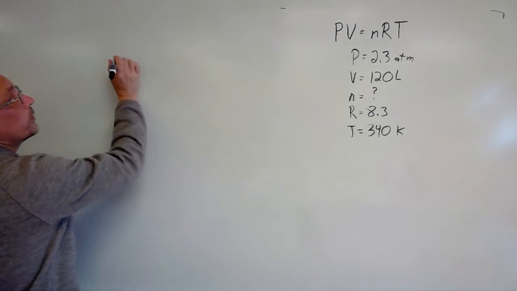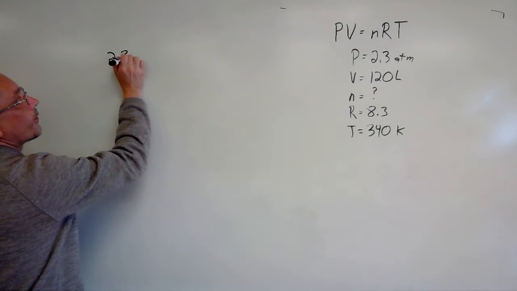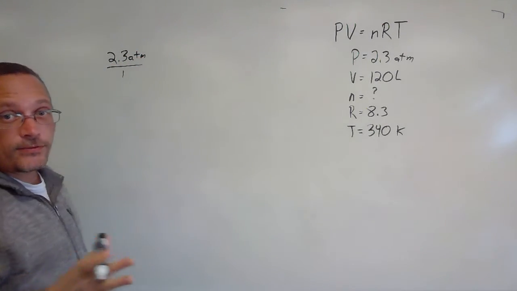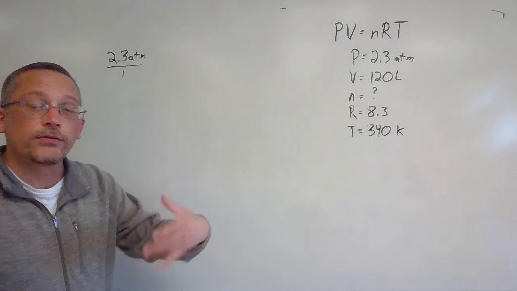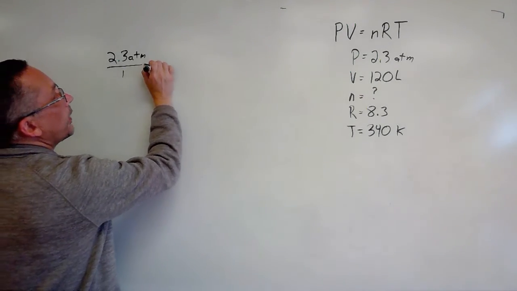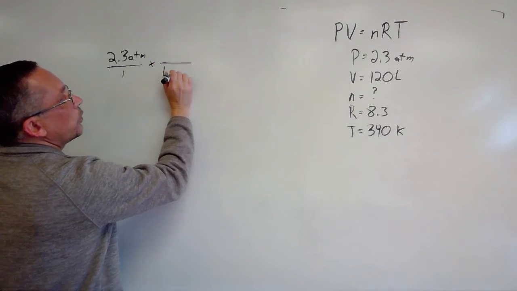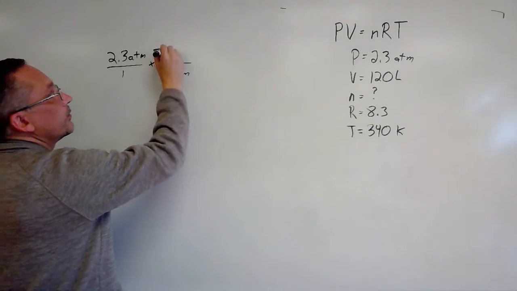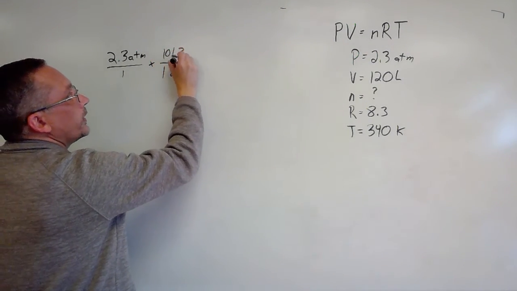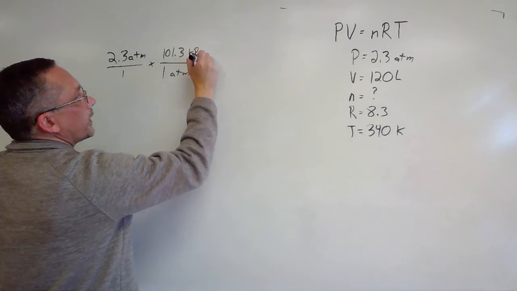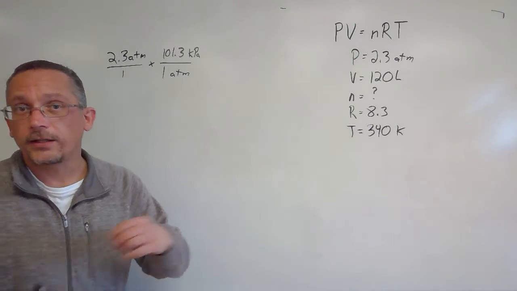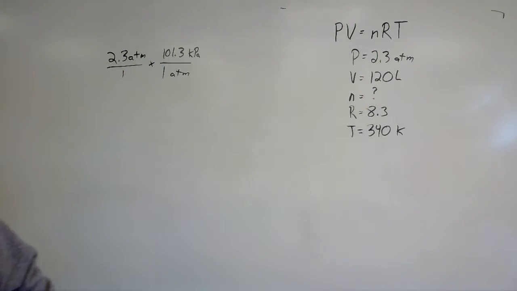So it says 2.3 atmospheres over 1. And if you look at the numbers that we used for converting pressures, on the bottom, I'm going to want to have 1 atmosphere. And on the top, I'm going to want to have 101.3 kilopascals. And if you don't remember those numbers, you can go and look back at that lesson. They were all there. Okay.